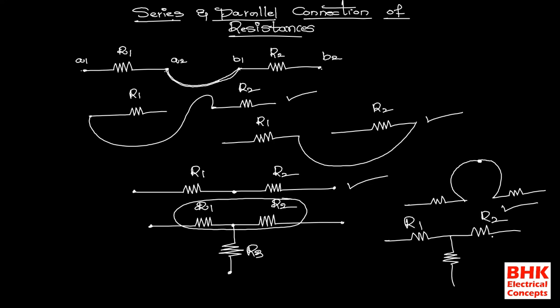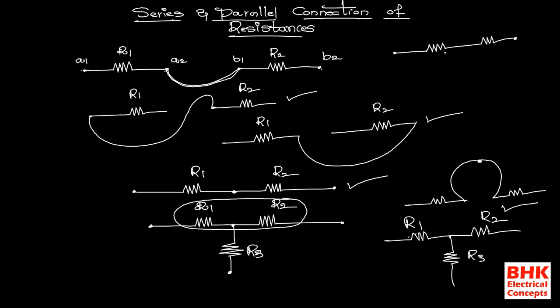R1, R2 and R3, like this. So just observe this connection and this connection. If R3 is not connected here, then R1 and R2 are in series. But by connecting this R3 here, then R1 and R2 are not connected in series. So this type of connection we call a series connection. Always a series connection is like this.